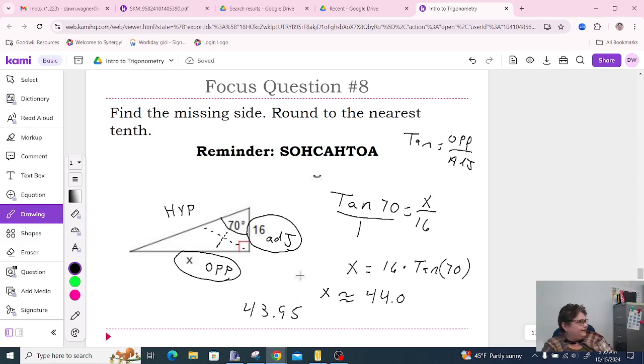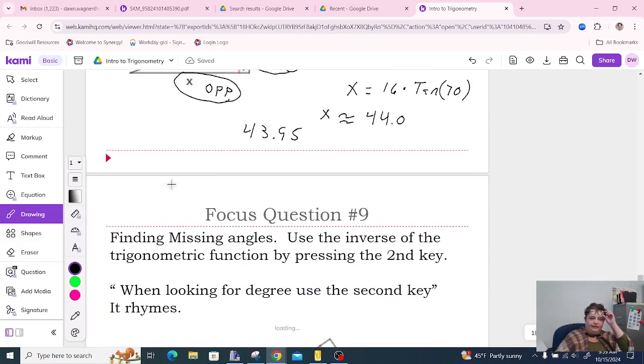Do you like the trig? I thought everybody liked this one. This is usually one of my students' favorites.